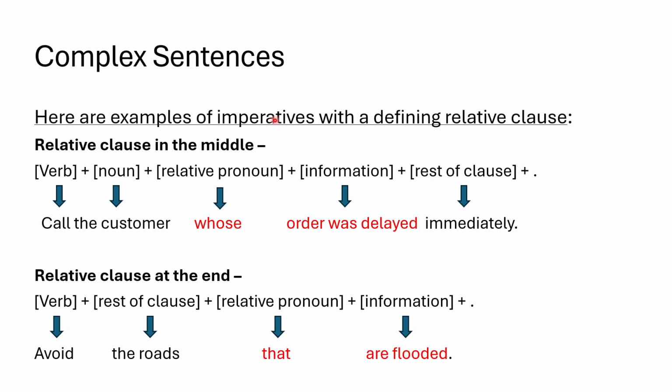Here are examples of imperatives with a defining relative clause. Relative clause in the middle: verb plus noun plus relative pronoun plus information plus rest of clause. Call the customer whose order was delayed immediately. Relative clause at the end: verb plus rest of clause plus relative pronoun plus information. Avoid the roads that are flooded.